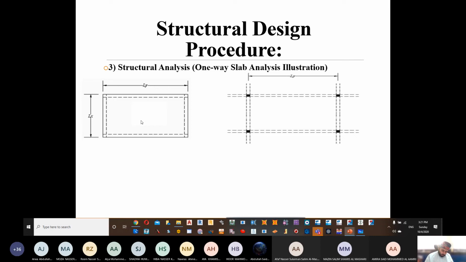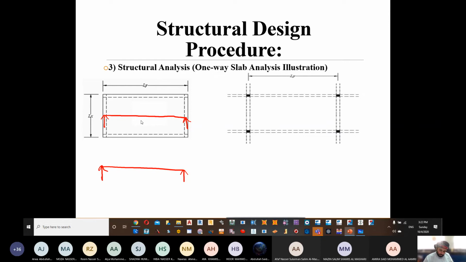So if I try to go and draw a free body diagram, this is going to be my slab. This is my beam support. This is my beam support. So if I go and take it here, this support is available. This support is available.